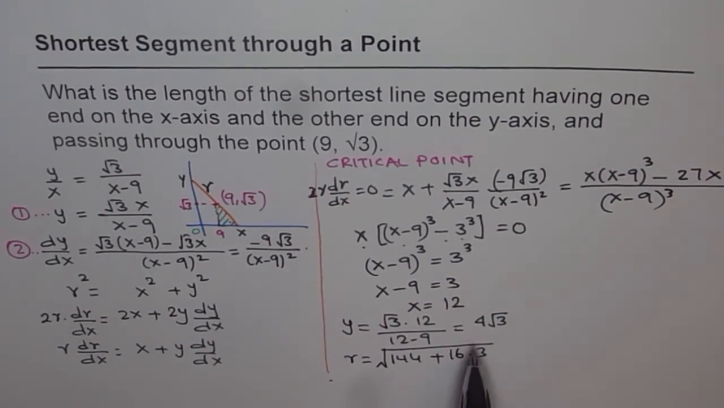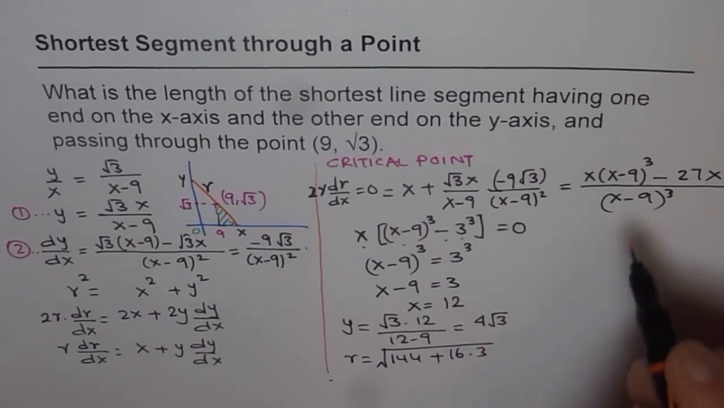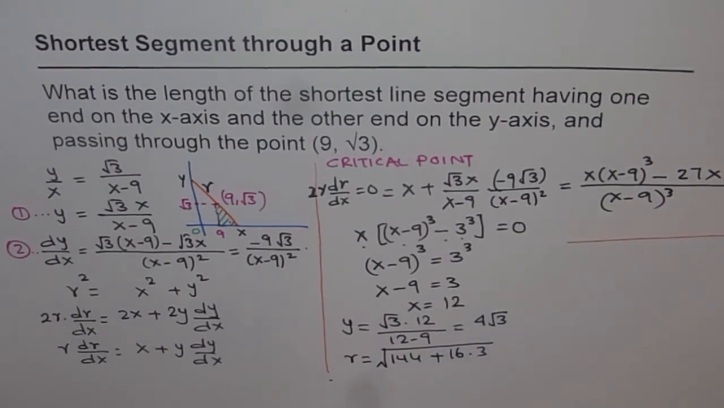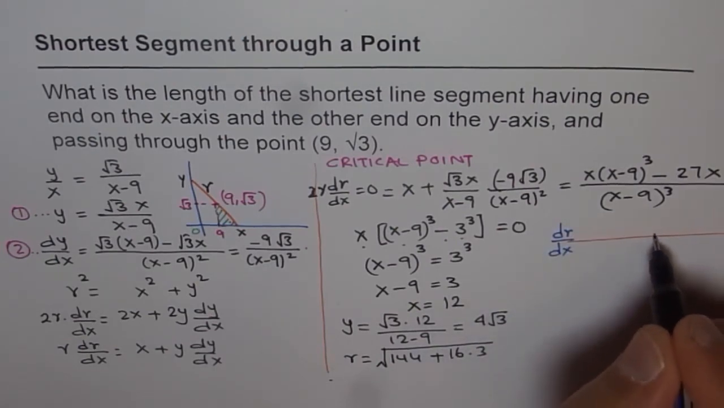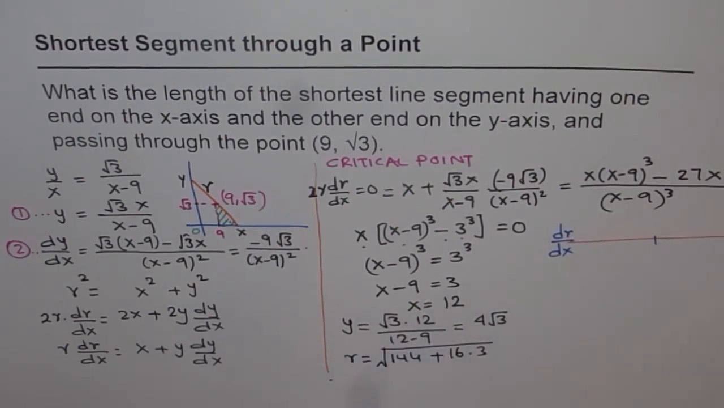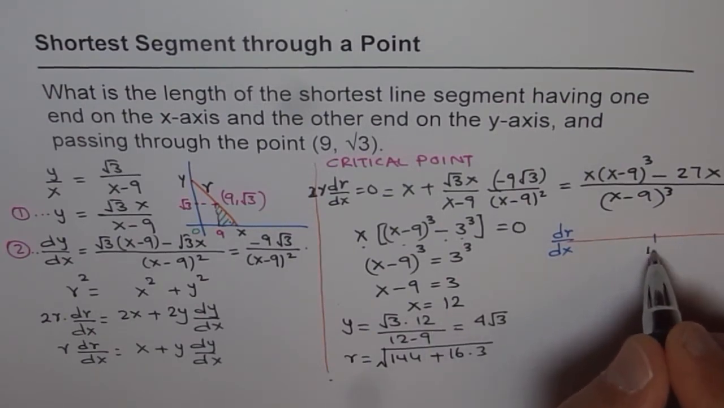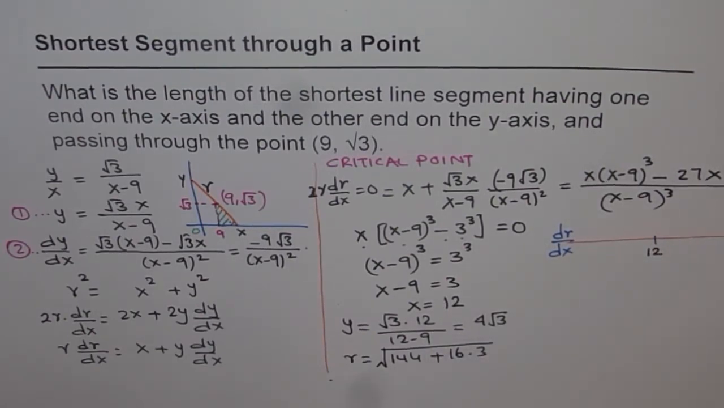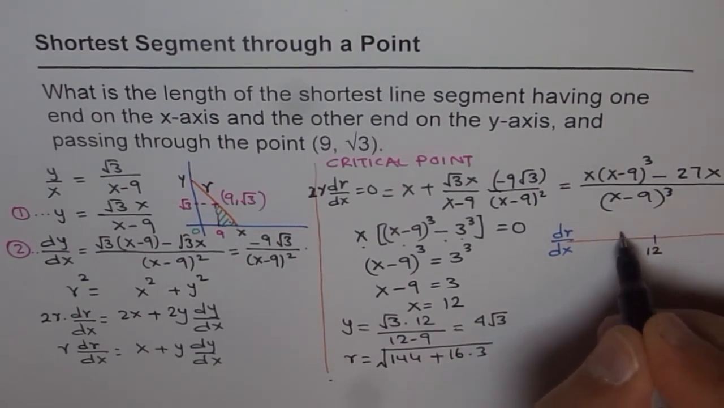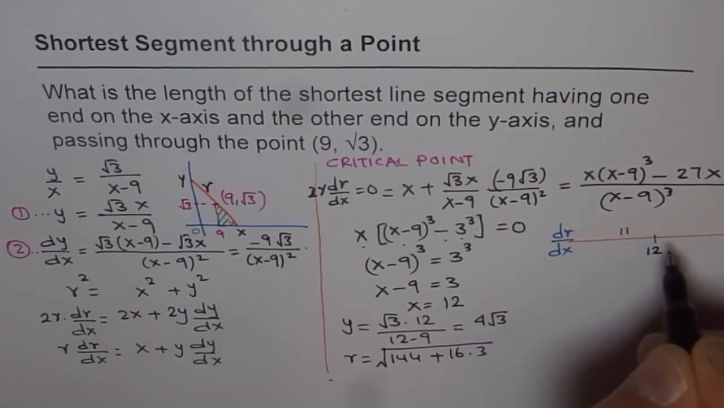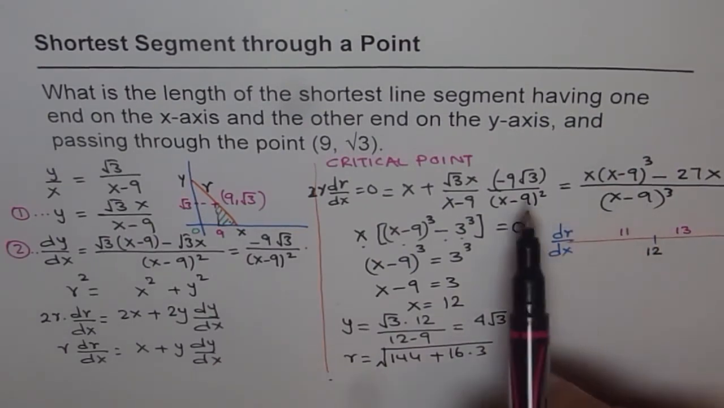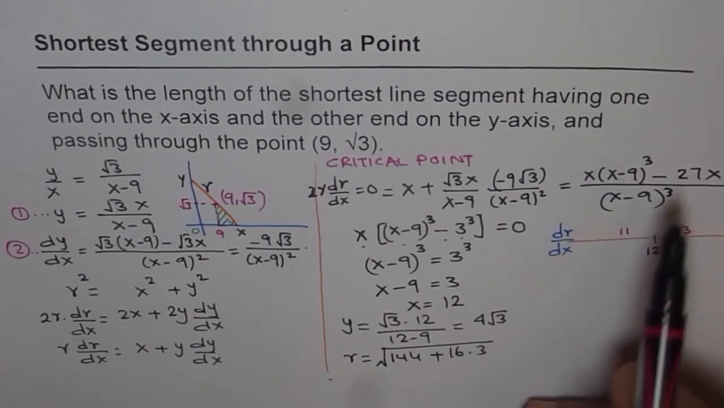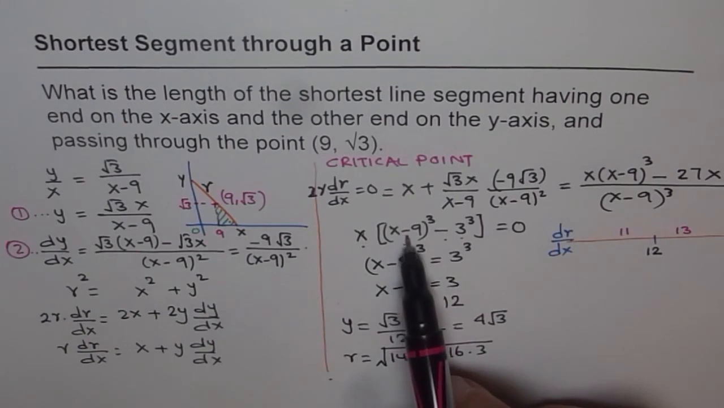Let's first prove that this is indeed the shortest, right? How do we do that? For that, let's test the derivative itself, that is dr/dx. We have one critical point, and the critical point is at x equals 12, right? So let us take a test point on either side. Let's say the test point here is 11 and the test point here is 13, close enough to 12. Now that's our derivative, dr/dx, which we simplified like that, correct?